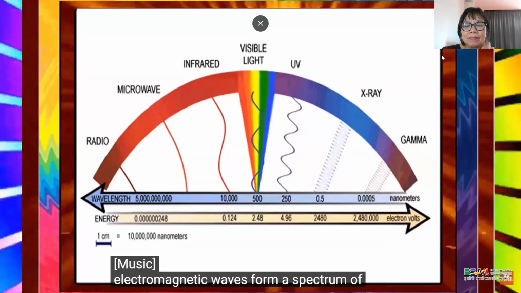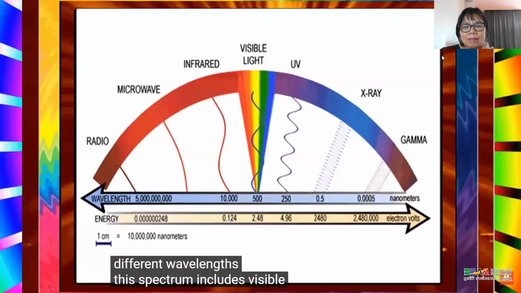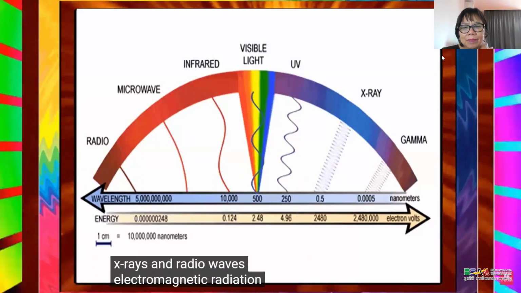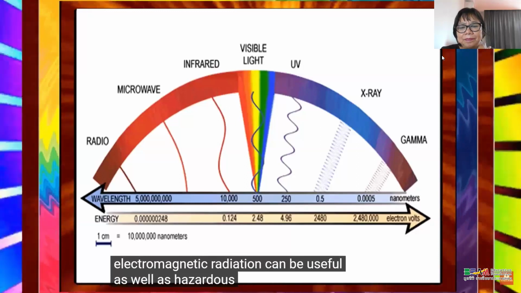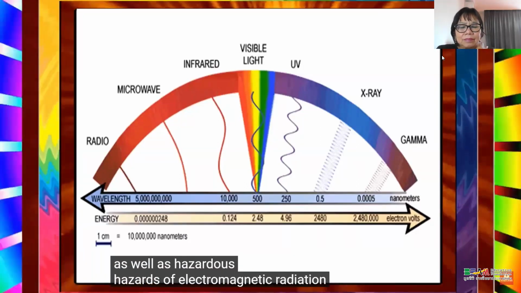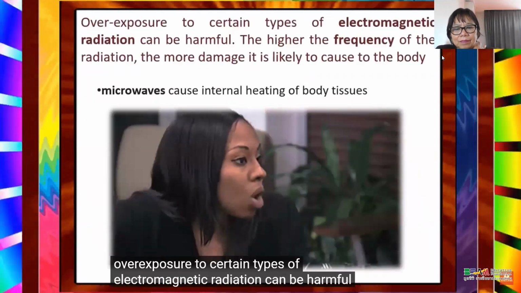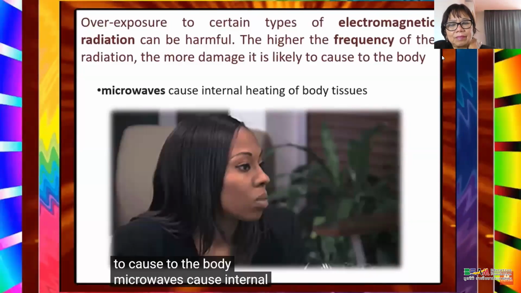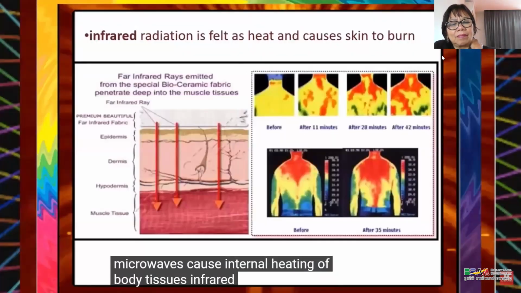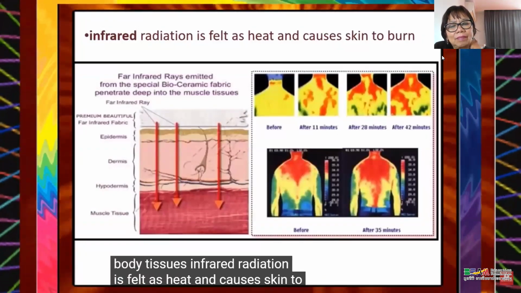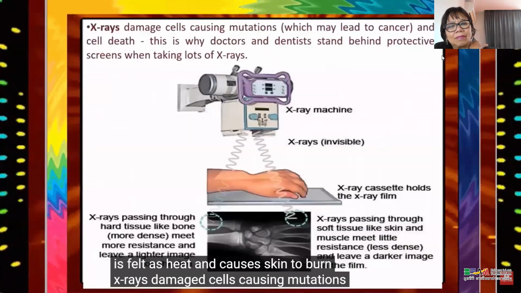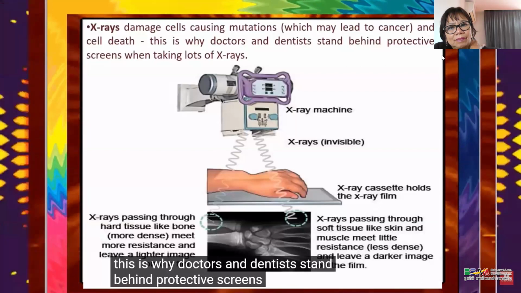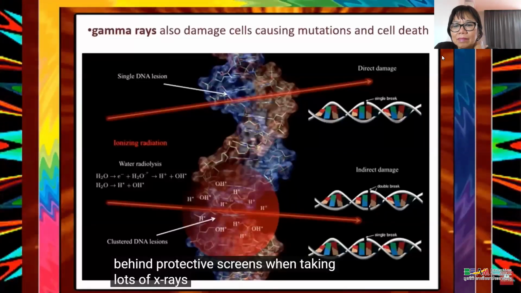Electromagnetic waves form a spectrum of different wavelengths. This spectrum includes visible light, X-rays, and radio waves. Electromagnetic radiation can be useful as well as hazardous. Hazards of electromagnetic radiation: overexposure to certain types of electromagnetic radiation can be harmful. The higher the frequency of the radiation, the more damage it is likely to cause to the body. Microwaves cause internal heating of body tissues. Infrared radiation is felt as heat and causes skin to burn. X-rays damage cells, causing mutations, which may lead to cancer and cell death. This is why doctors and dentists stand behind protective screens when taking lots of X-rays. Gamma rays also damage cells, causing mutations and cell death.